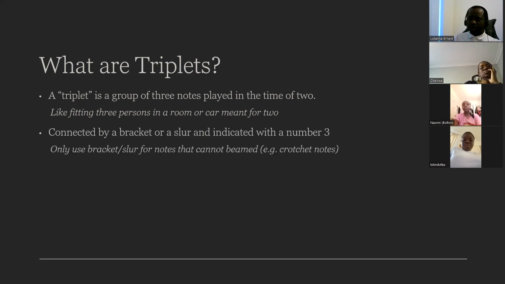And how do you represent triplets? You can either connect it by a bracket or a slur and put a 3 above it. So when you see 3 notes connected by a bracket or a slur with 3, it means it's a triplet. It means the time value of those notes is in 2s, but I'm to play those 3 notes in time of 2.